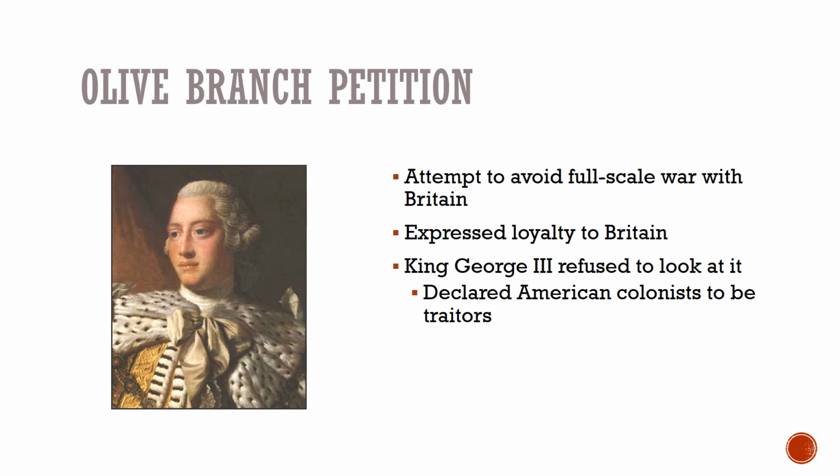In July of 1775, the Continental Congress appealed to King George III with the so-called Olive Branch Petition, in which they professed their loyalty to the king and asked him to reconcile with the colonies. But when this document was presented to King George III, he refused to even look at it. He declared the American colonists to be traitors to the British crown.